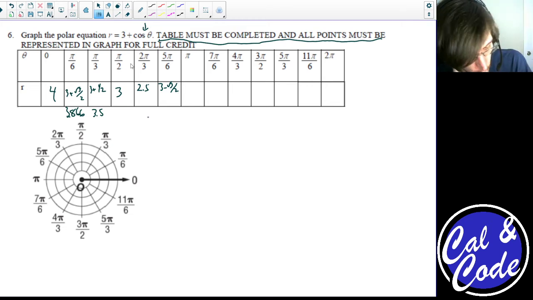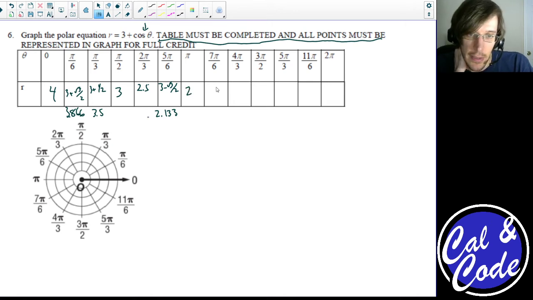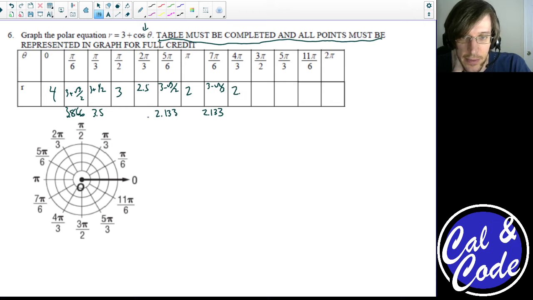And get 2.133. Pi, we're going to get 3 minus 1, so 2. 7 pi sixths, we'll get 3 minus root 3 over 2 again, so that's that 2.133 value again. Then again, we'll start seeing these kind of repeat themselves, 2.5, 3, 3.5, the 3.866 value, and back to 4.